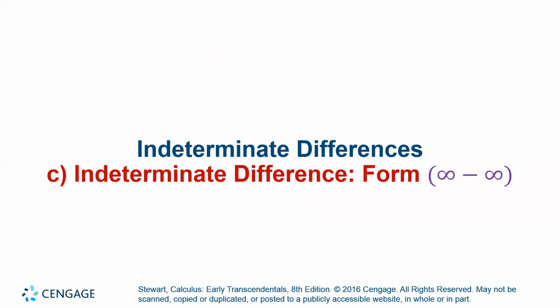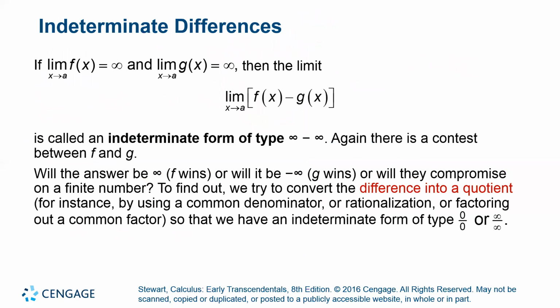Now, the c part is the difference. You have infinity minus infinity. Will the answer be 0? Okay, so this is also an indeterminate form. We call it the indeterminate difference. Now, how do we handle such cases? If I have the limit as x goes to a is positive infinity and that's positive infinity, then the difference will be infinity minus infinity. So that gives you that type of indeterminate form.